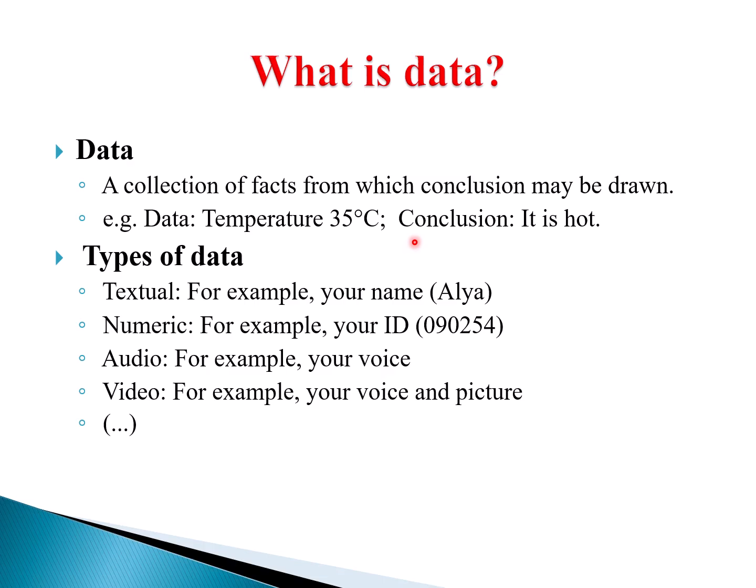For example, name. Name is one kind of data, a textual kind of data. And your ID, let's assume your ID is a number, so that is a numerical kind of data. The data may be your voice, that is audio kind of data. The data may be in the form of voice and pictures, so that will be called a video kind of data. The data may be anything.